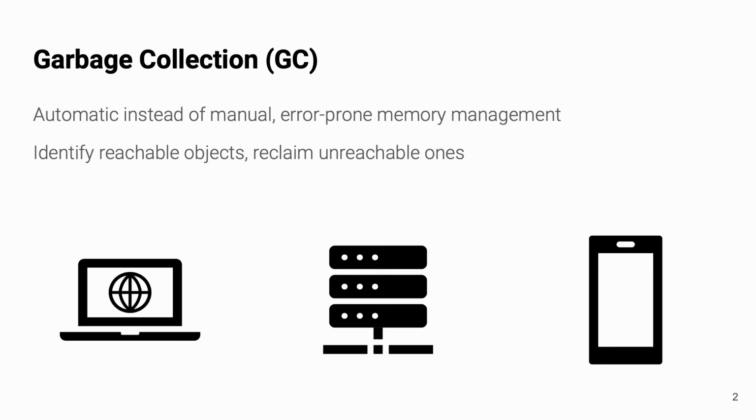So what is garbage collection, or GC? GC provides automatic memory management by identifying reachable objects and reclaiming unreachable ones. It provides productivity and memory safety compared with manual and error-prone memory management such as malloc and free. You can find languages with GC from mobile devices to servers.